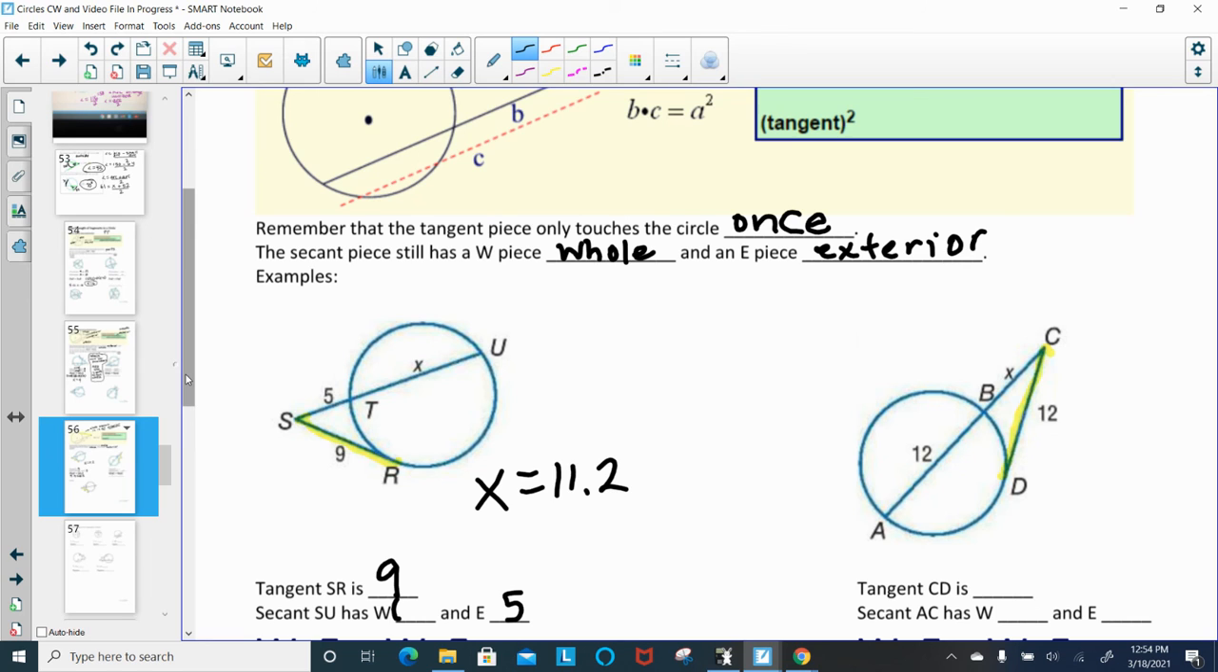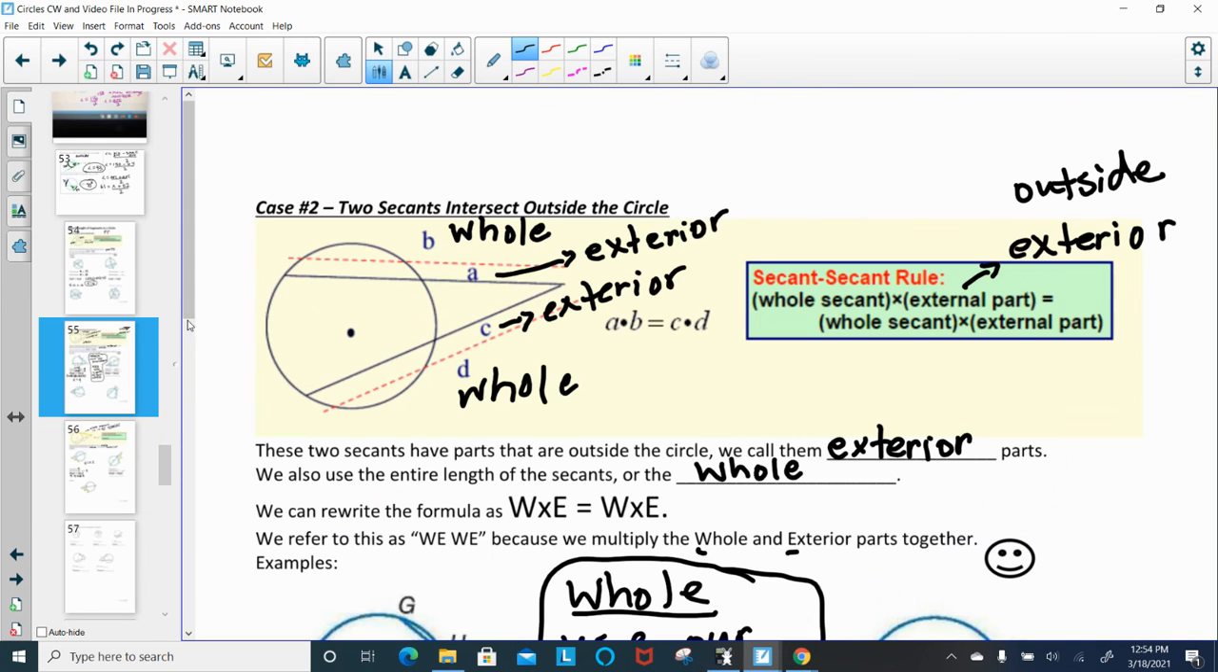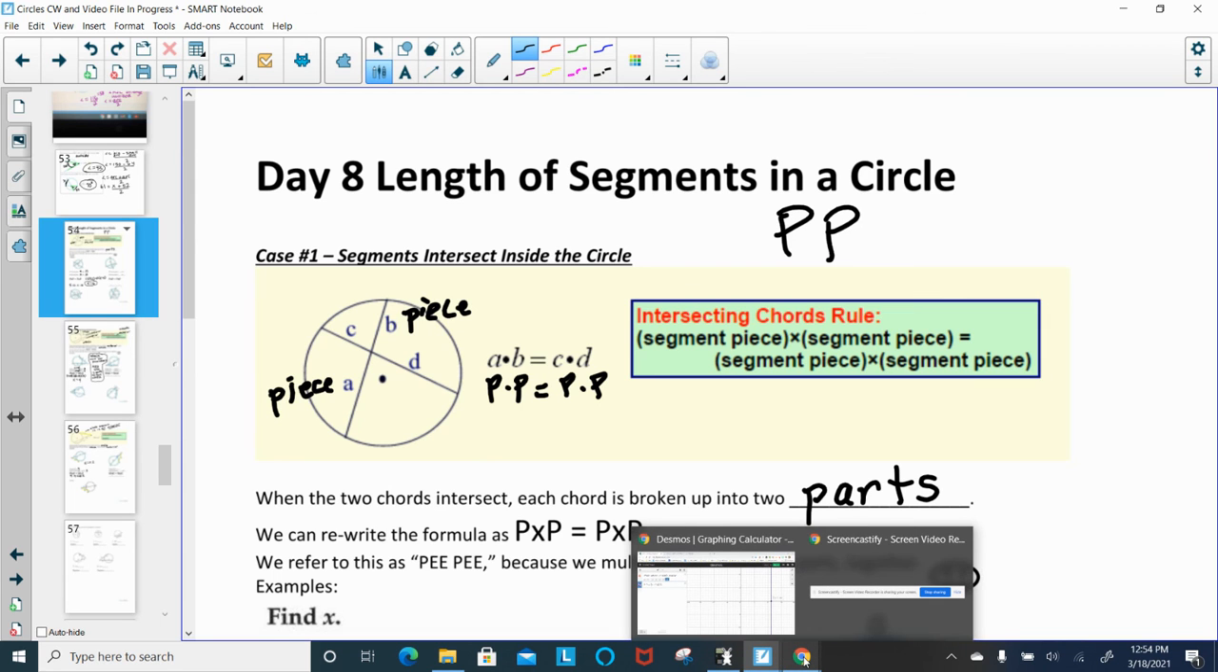The only difference is here we only have the two formulas. We have the wee, we have this wee, which is still wee, and we have PP. So thankfully, there just aren't as many formulas for this.